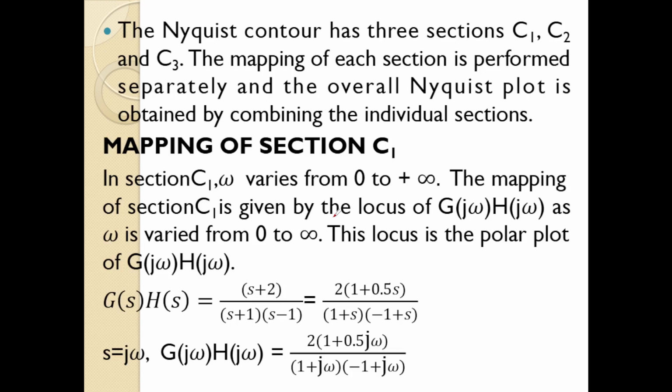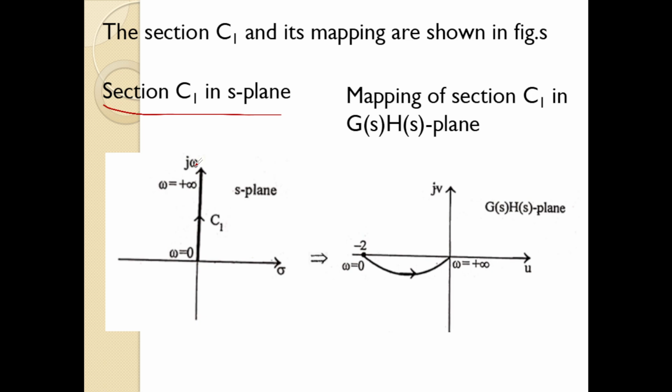See, section C1 on S plane. This was our section C1, where omega was varying from 0 to plus infinity. This is on the S plane. Now, mapping of C1 on the G of S H of S plane. Mapping of this section C1 on G of S H of S plane.